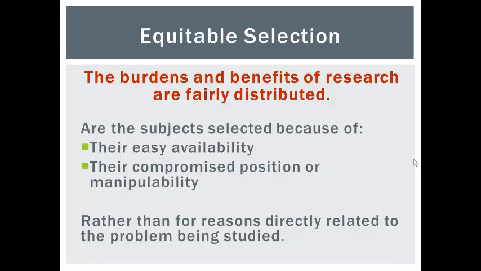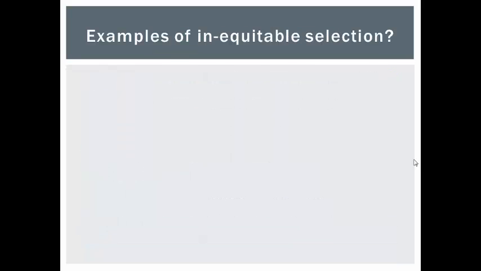So they are concerned, as are the regulatory agencies, about whether subjects are being selected just because they're easily available, or because they're very manipulable, or they have some kind of compromised position that makes them more vulnerable to being enrolled in a study, rather than for reasons that are directly related to the problem being studied in the research. So that's the concern, making sure that the benefits and the burdens are being fairly distributed.